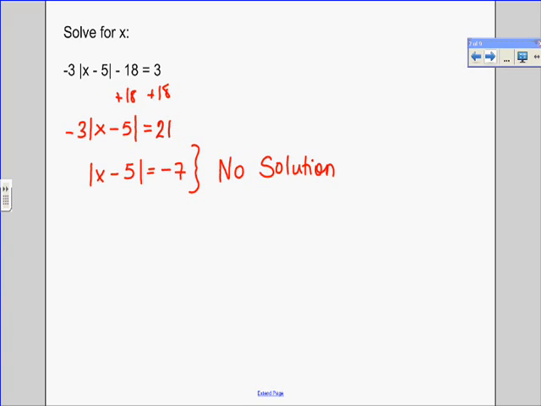So whenever we remove all the terms and isolate our absolute value, if we end up with a negative, we have to say there is no solution.